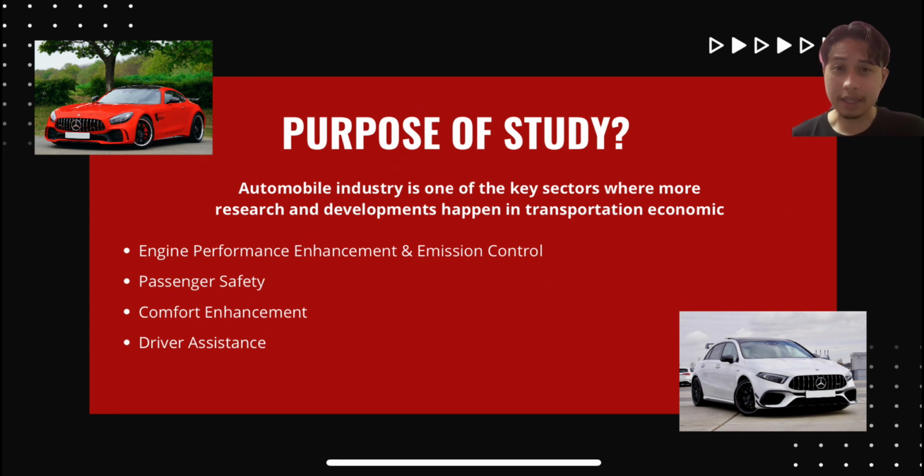Next topic, we will discuss the purpose of study in the automotive industry. The automobile industry is one of the key sectors where more research and development happen in the transportation economy. Every customer wants a supercar which gives extreme performance, safety, luxury, and comfort. The objective of every car maker on earth is to satisfy their customers' expectations.